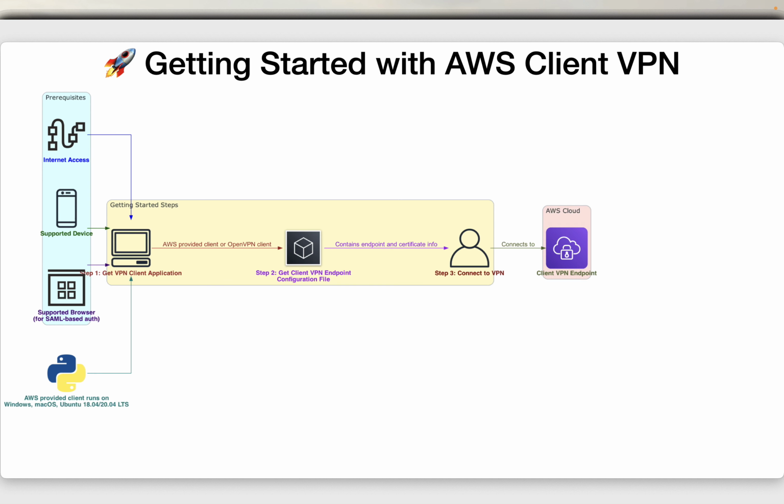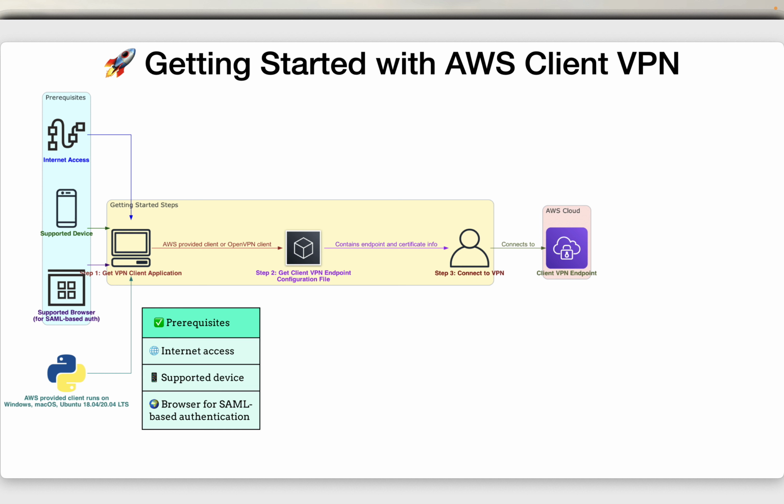Okay, how to get started with AWS Client VPN. First we have some prerequisites. Basically you need internet access, supported devices, and a browser for SAML based authentication. To establish a VPN connection, you must have access to the internet, a device, and client VPN endpoints that use SAML based federated authentication for single sign-on.